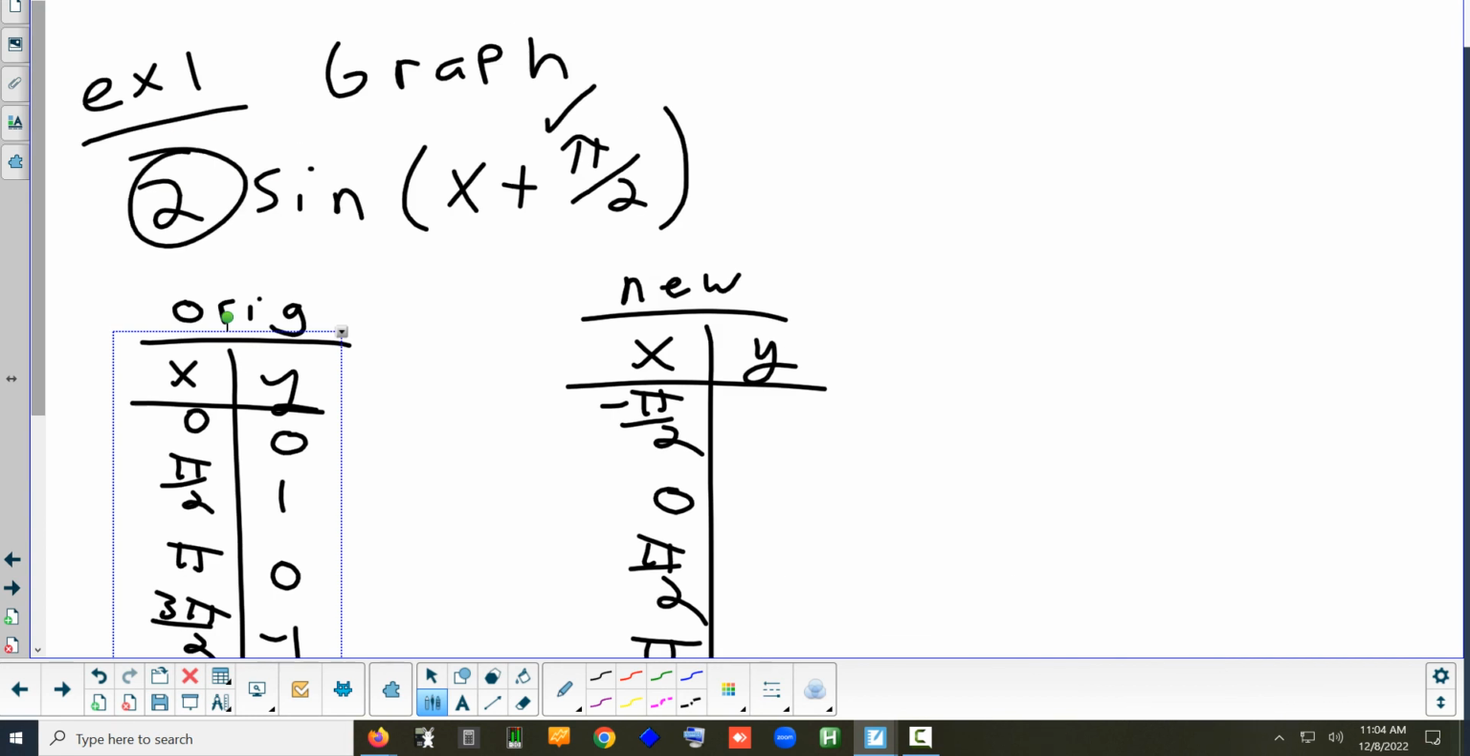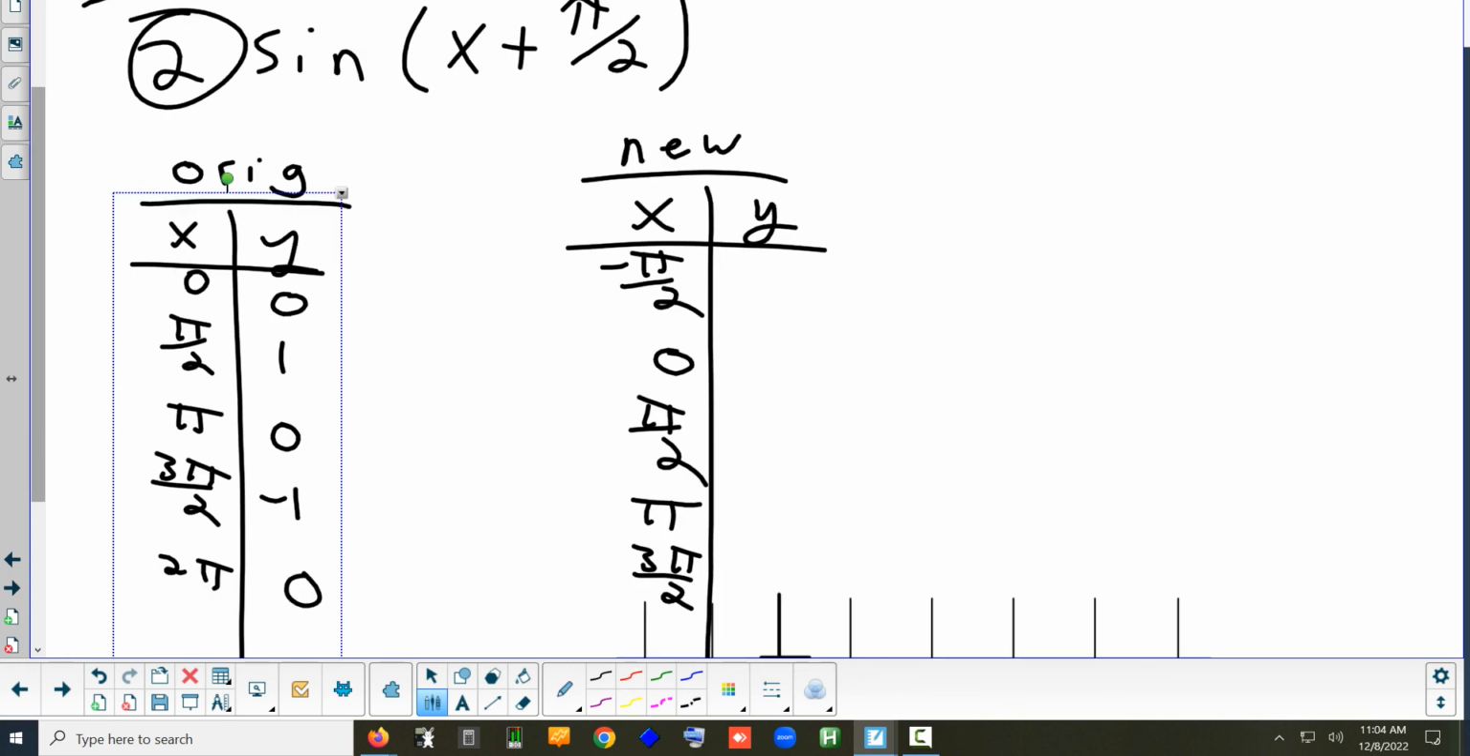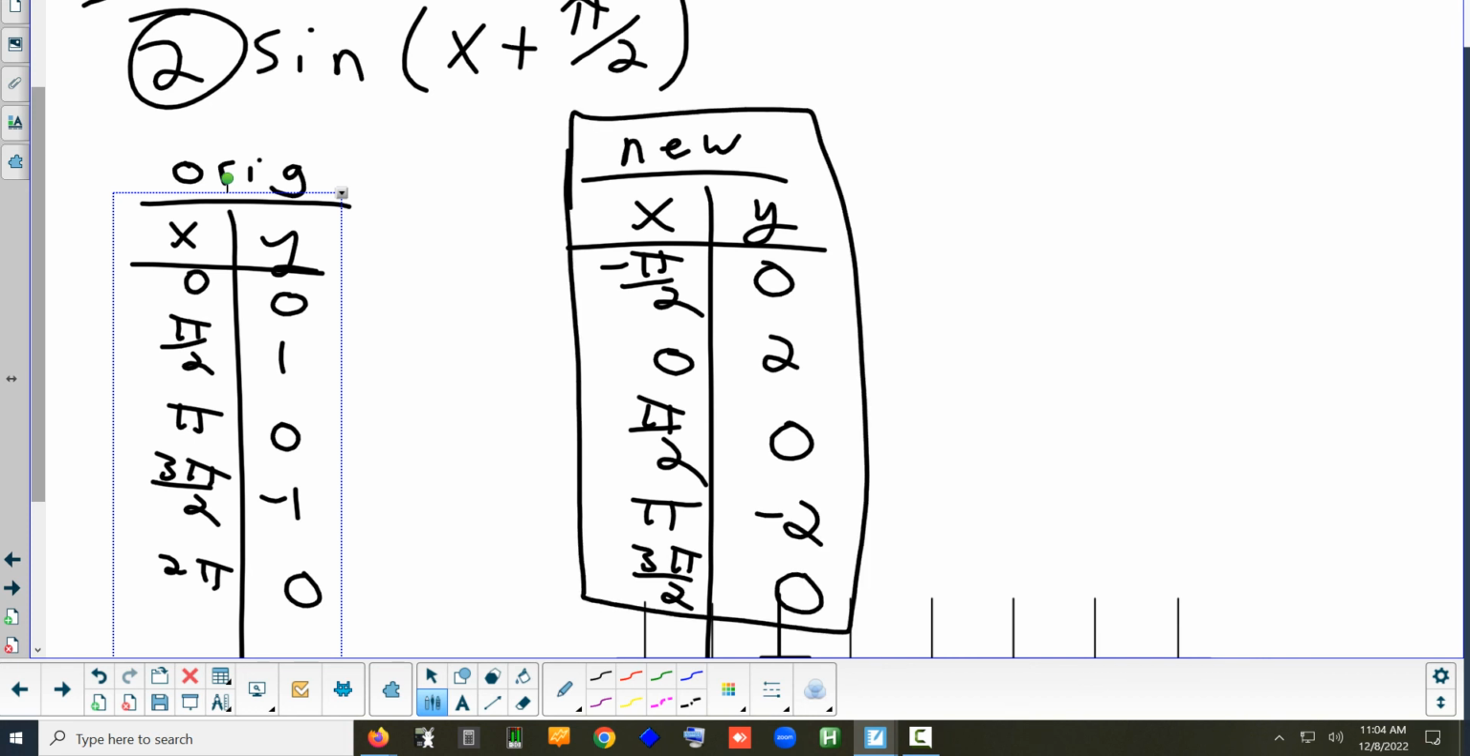Now we need to do that. What's the 2? You're multiplying the y value by that. Right, we're going to multiply the y values by 2. That's a vertical stretch. So let's double all the y's. So 0, 2, 0, negative 2, 0. And that's the table that I would be writing. The final answer.